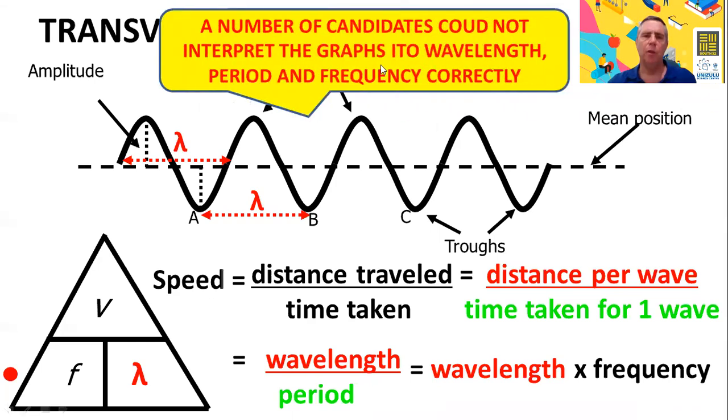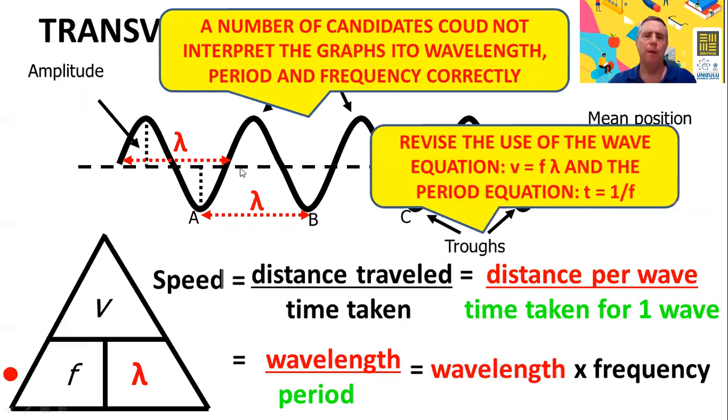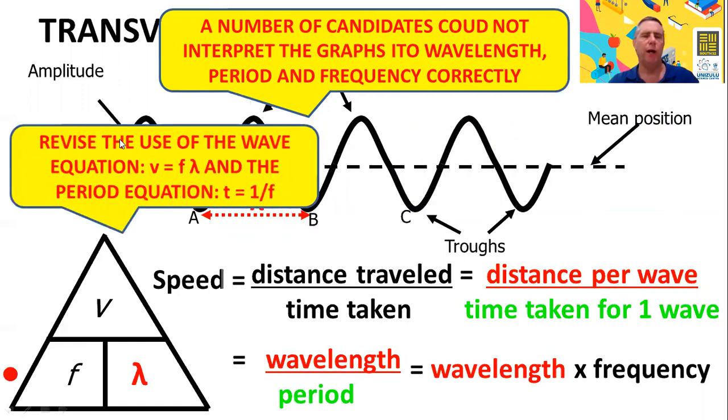Now again, some comments from the examiners from the November 2019 exam. They said a number of candidates could not interpret the graphs in terms of wavelength, period, and frequency correctly. And also their comment was that we need to revise the use of the wave equation, v equals f lambda, and the period equation because pupils did not know it.